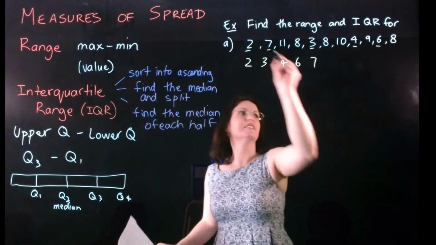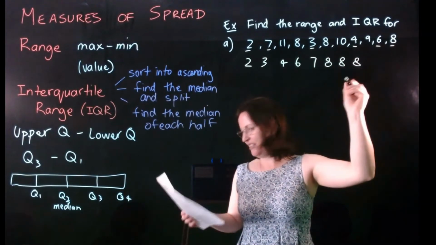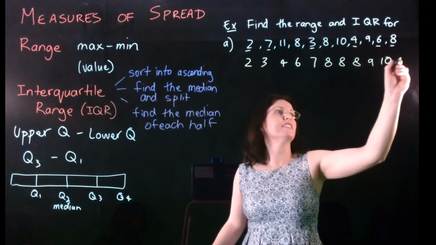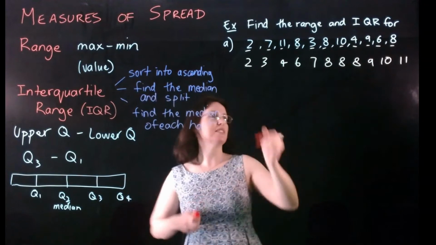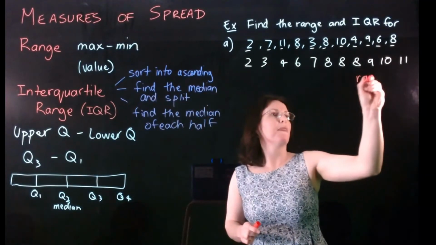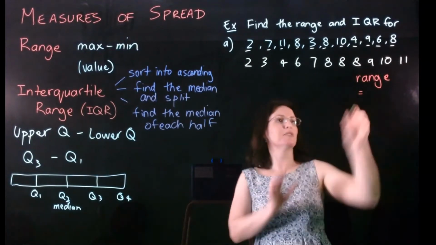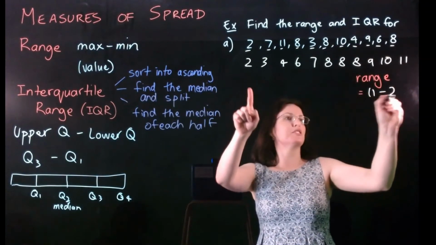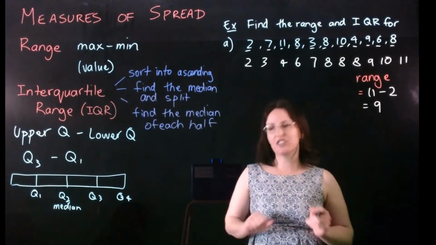I'm just going to check my sheet here to make sure I do it right. I've got a 6, a 7. How many 8s have we got there? 3 8s, a 9, a 10, and an 11. All right, so they're all there. So to do the range for that set of numbers, the range is equal to max, take the min: highest number is 11, subtract the smallest number 2, and so this set of numbers has a range of 9.